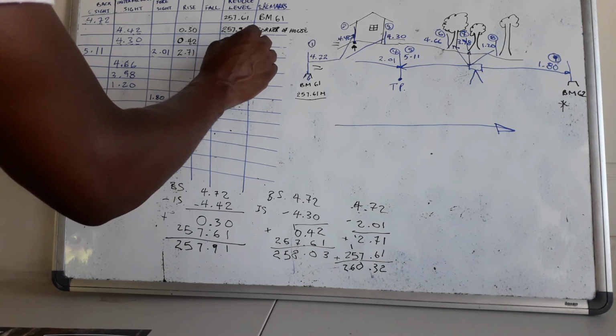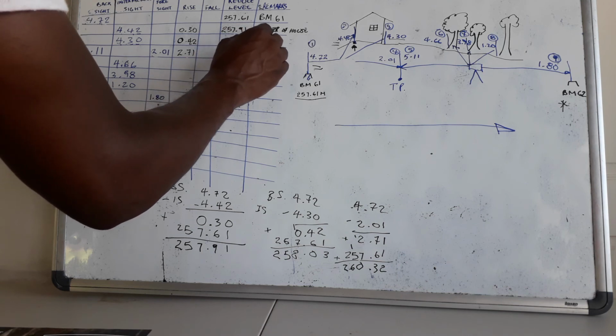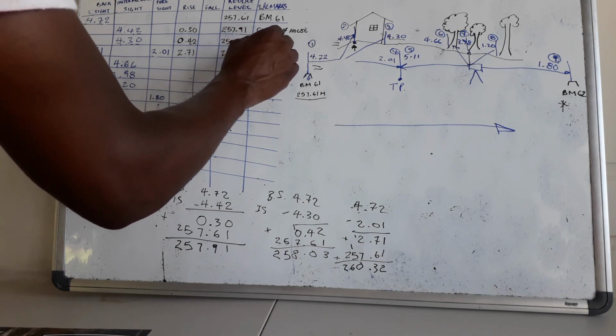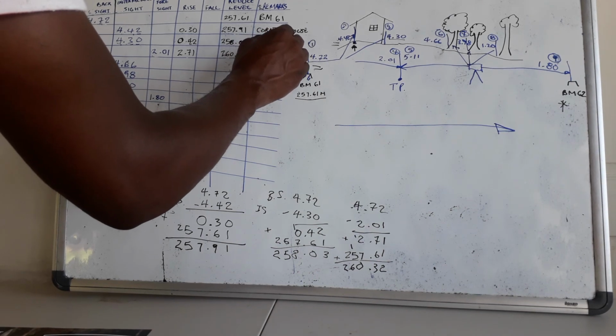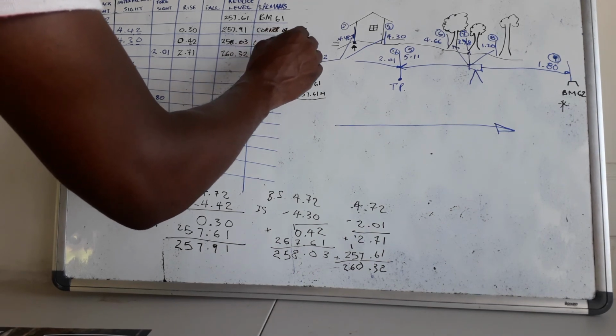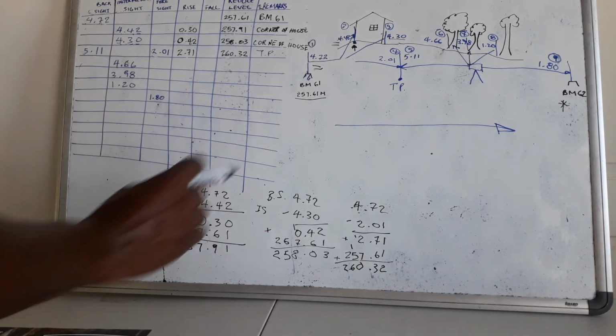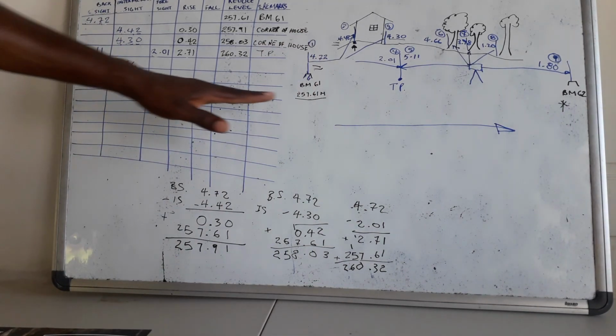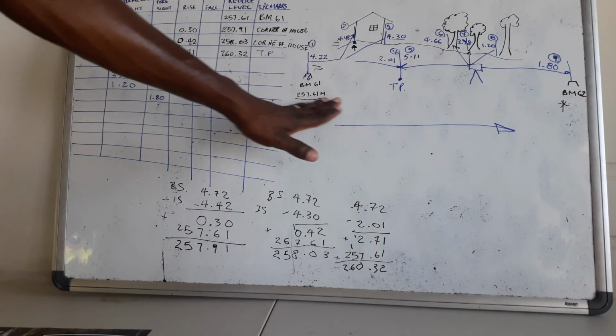This also would have been the next corner of the house. We could label it corner 1 and corner 2 respectively. All right. And that would have been the calculations for our first setup here.